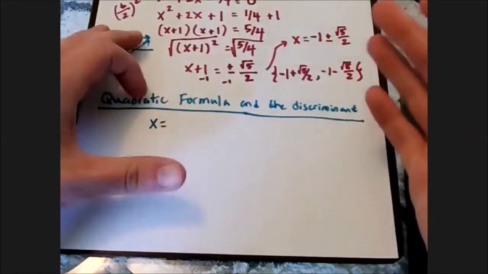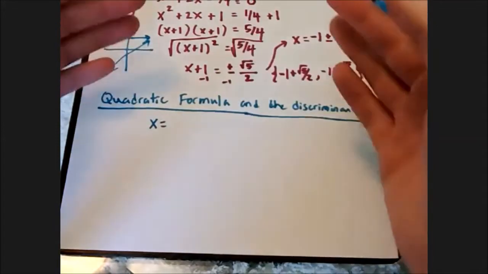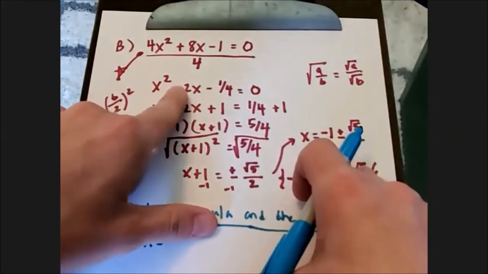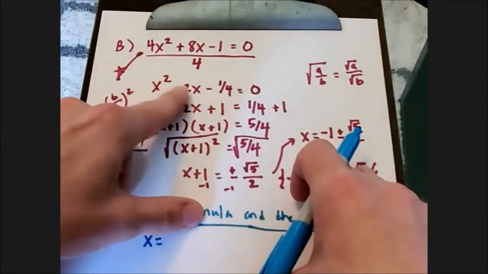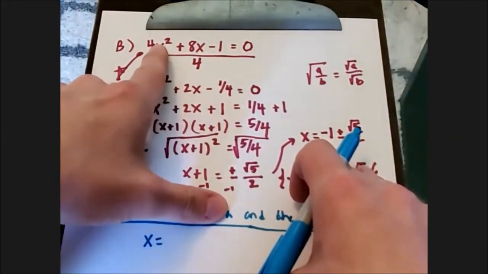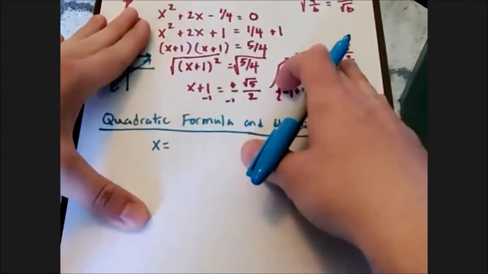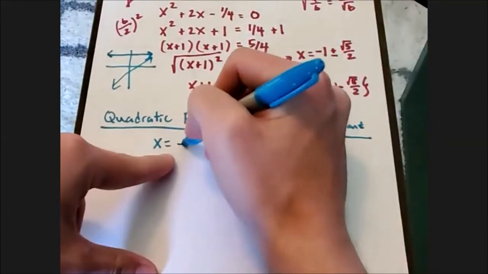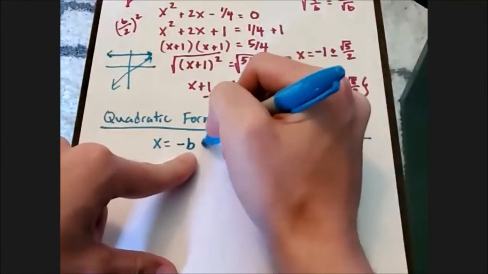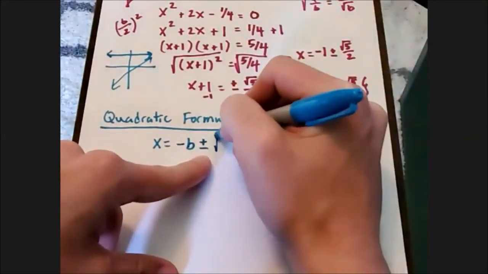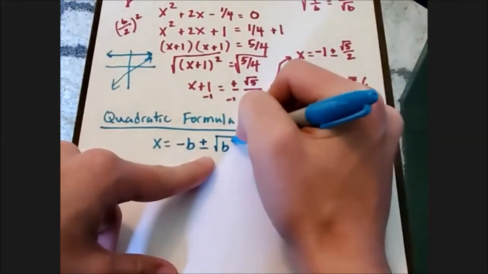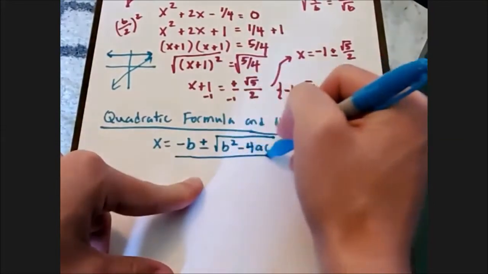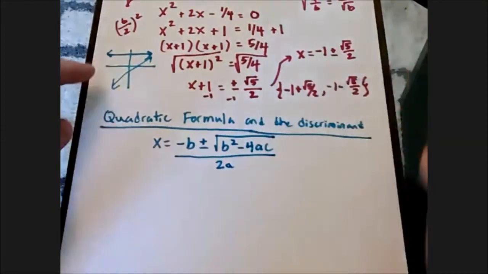So what the formula says on a standard quadratic, so you need it to be looking like this right here. So standard form, you have an A, you have a B, and a C, or this form up here, A, B, C. The formula says, in order to find your solution, X, it is equal to negative B plus or minus the square root of B squared minus 4AC all over 2A.